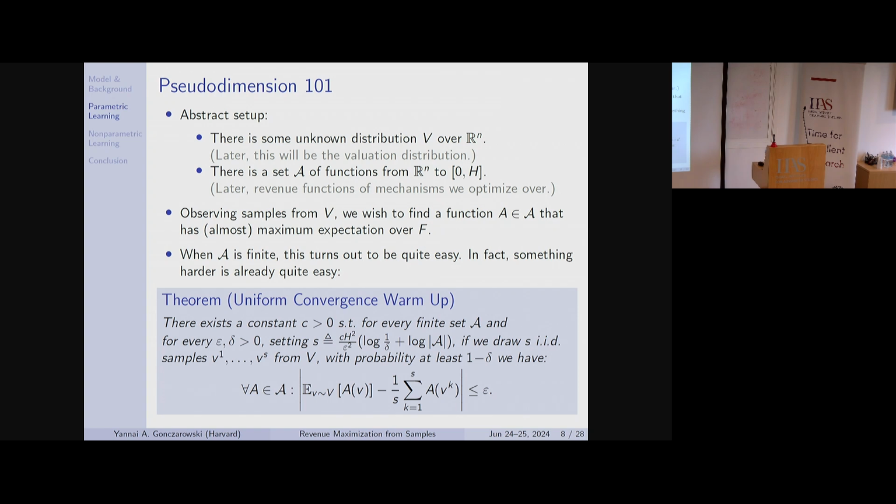Single agent mechanisms with multiple items, or is this n agents or the number of items? This can be R to the n times m. You can think of it here as n times m. It can be both, and you can think about it completely generally.